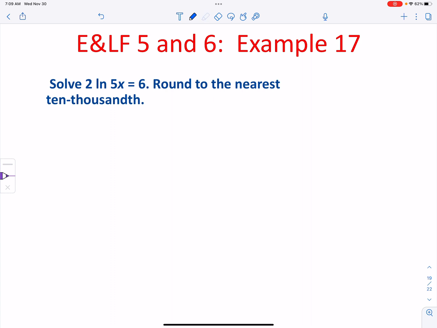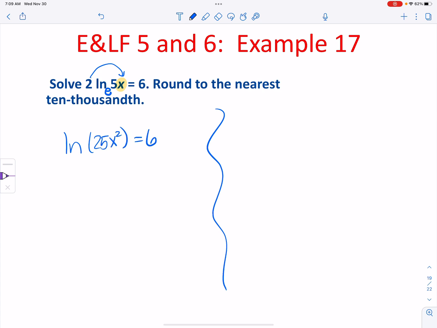Now this one has it inside the ln. So it has a base of e, so I don't need e. I'm going to show you can do this 2 ways. It doesn't really matter. You can put the 2 in, but then you're going to square everything. So that would be 25x squared. So then I'm going to put the base of e on here. So e to the 6th equals 25x squared.